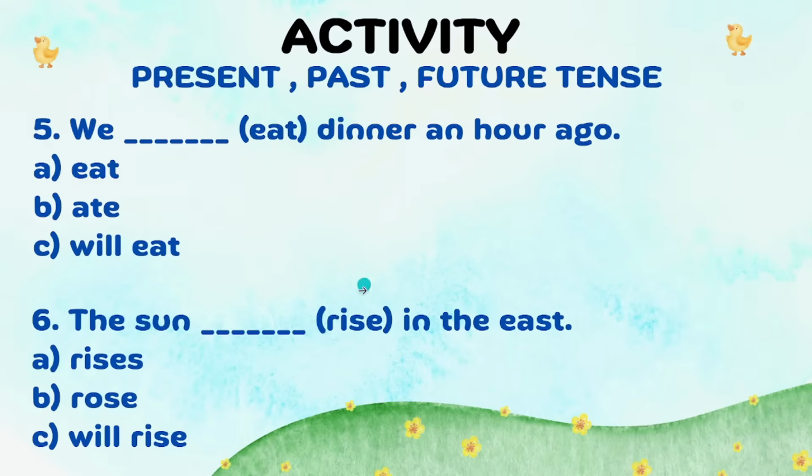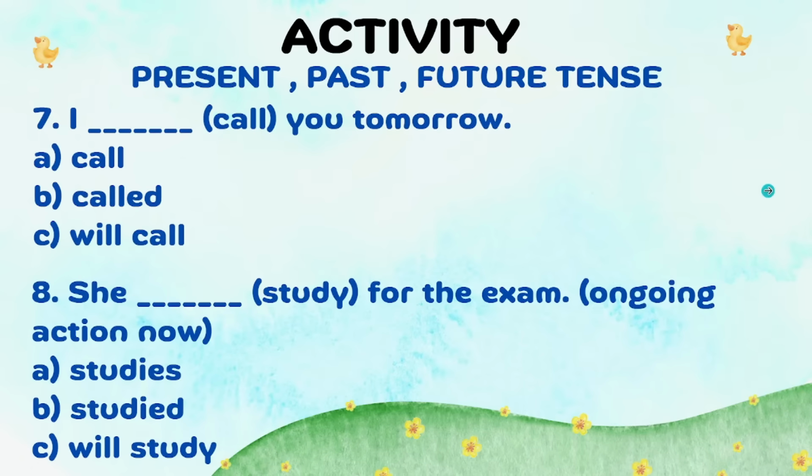Okay? Now here, for number 6, the sun blank rise in the east. Okay, what is the correct answer here? Is it present, past, or future? It's present. So, the sun rises. The sun rises in the east. Okay? Alright. Okay. Another example for number 7.